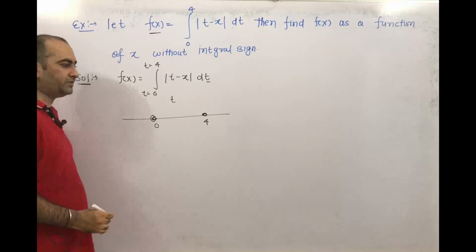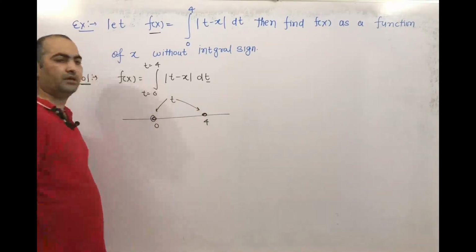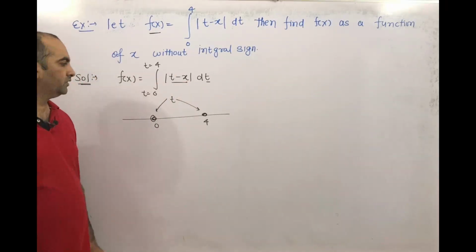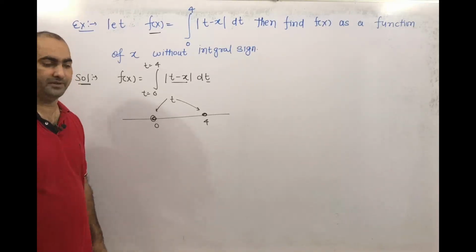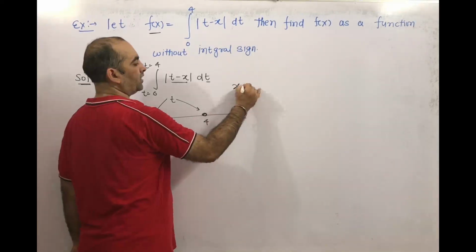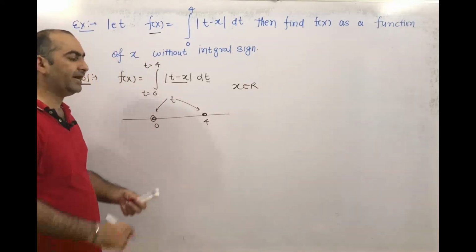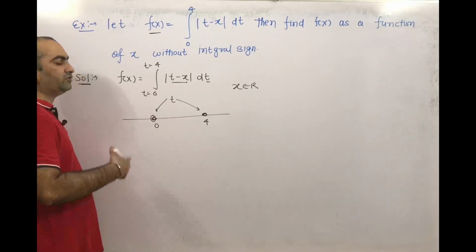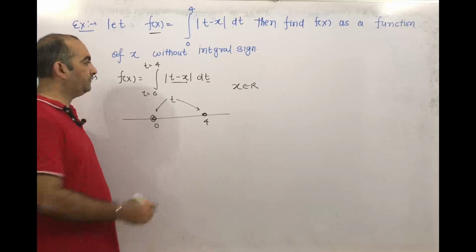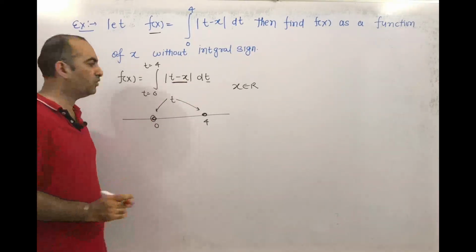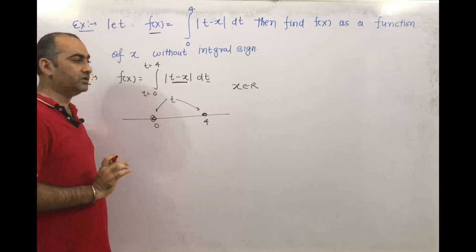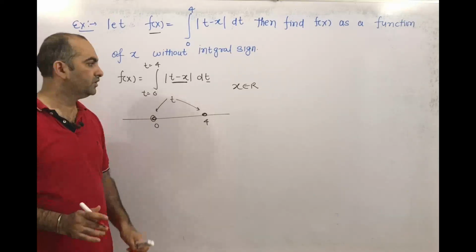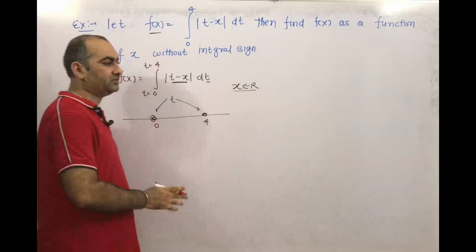The possible values of t are from here to here. But you can see here we have modulus of t minus x. Now x is a variable, so x belongs to R, which means x can be anywhere, but t will lie here only. Then how to find the function? This modulus depends on the x value, and we don't know whether x is greater than t or less than t. So how to find this function?